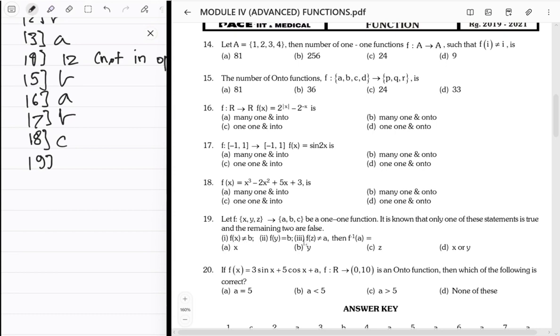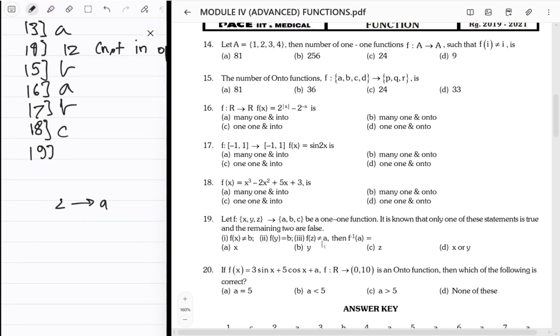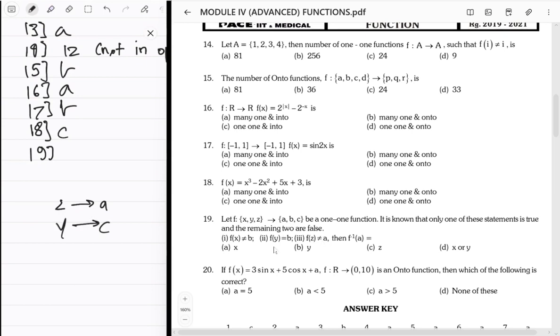Then what about the last one? The third might be correct and these two might be false. So f of z is equal to a. So z goes to a. Then the second is f of y is not equal to b. So y can only go to c, right? And then you have f of x is equal to b. So x goes to b, which makes perfect sense. That's how it should be. Then f inverse of a, that's of course z, right? So C is the answer. Next question, 20, right?